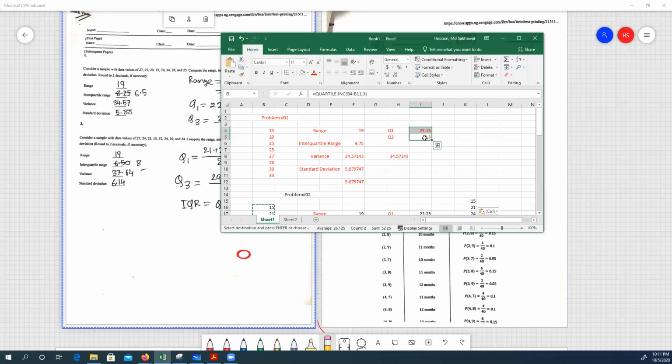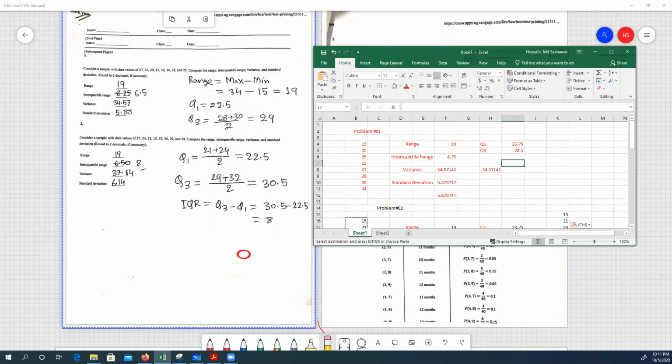So the difference of these two numbers will be... actually, if you take the average of this number, I'm sorry, this number is calculated using the command in the Excel sheet. But in your case, the numbers will be different. Q1 is 22.5 and Q3 is 29. So the interquartile range will be the difference between these two numbers. So that's 29 minus 22.5, so it will be 6.5.